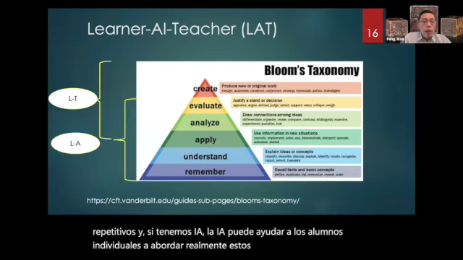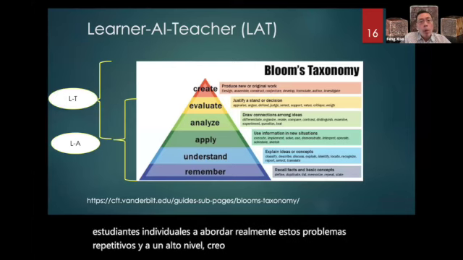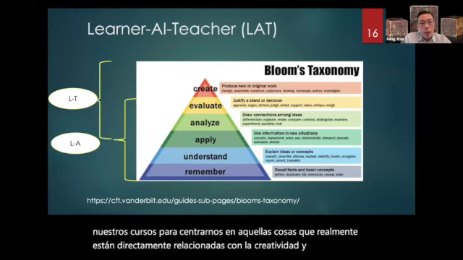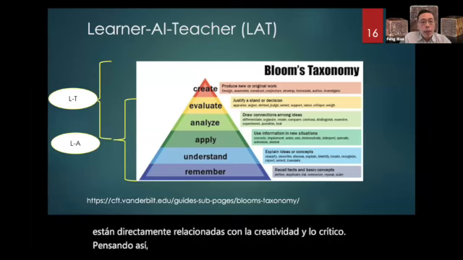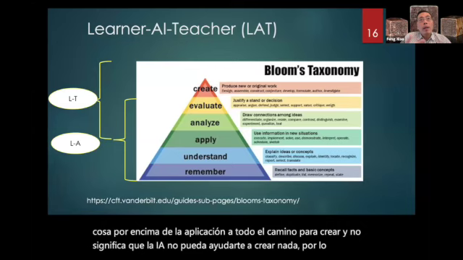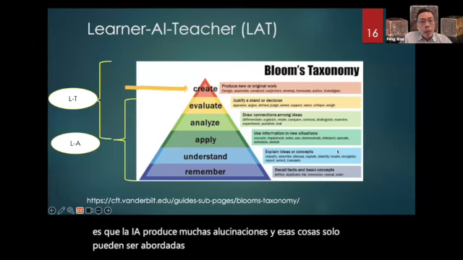And at a higher level, I think we want to restructure our courses to focus on those things that are directly related to creativity and critical thinking. If you look at the pyramid, it would be anything from apply all the way to create. It doesn't mean that AI cannot help you create anything. The whole idea is that AI makes a lot of hallucinations, and those things can only be addressed by human-to-human interaction.